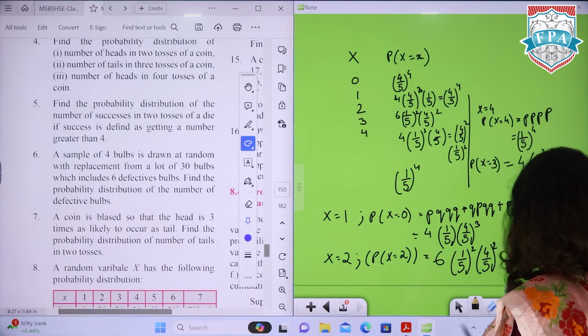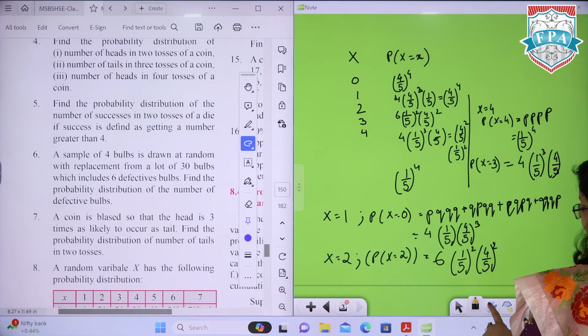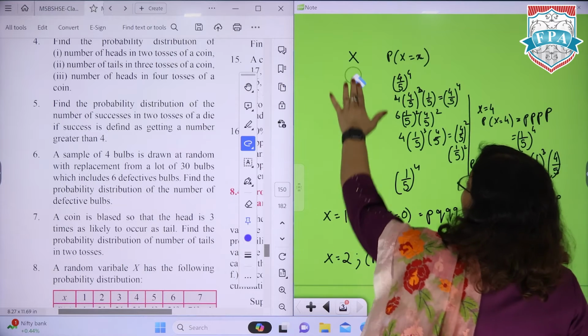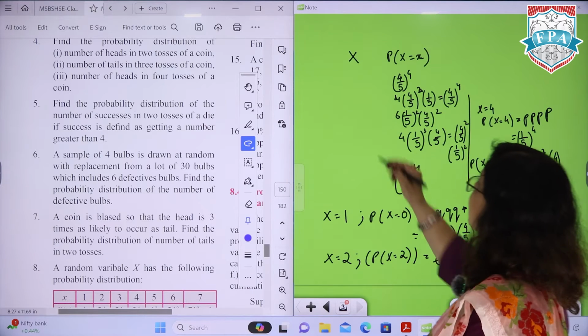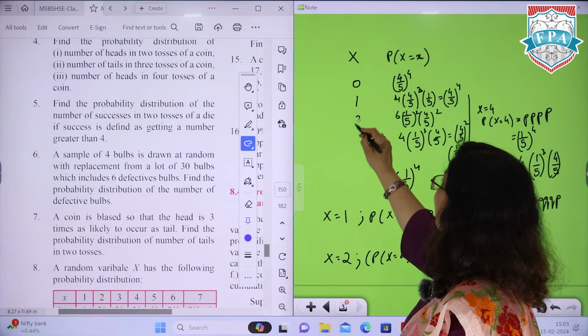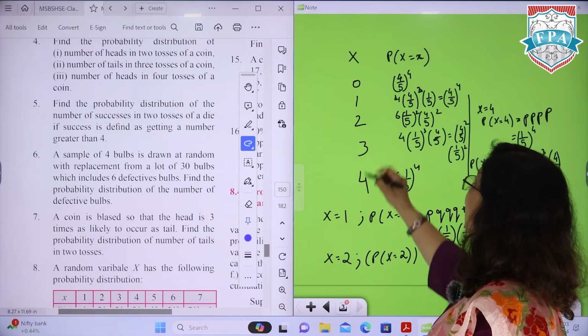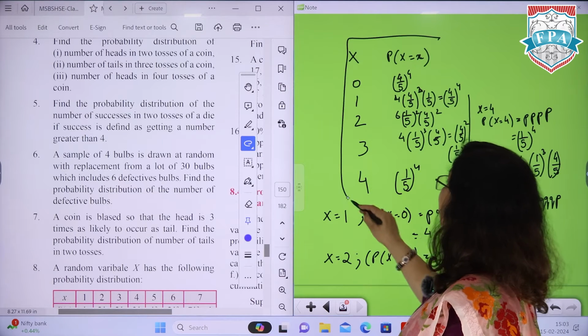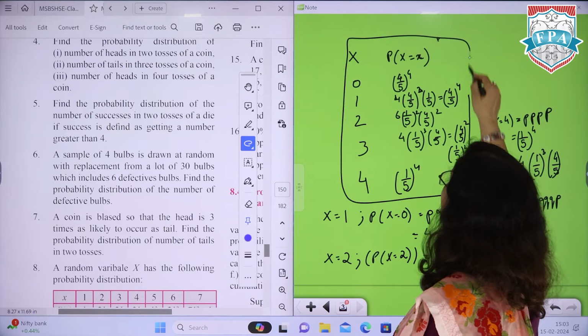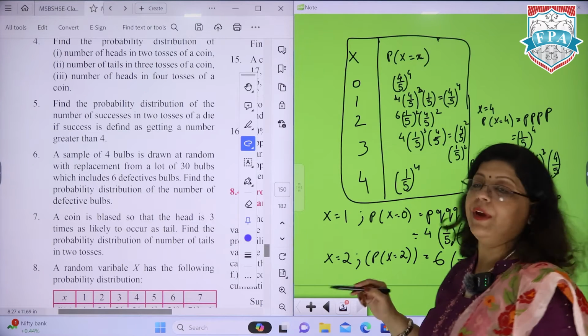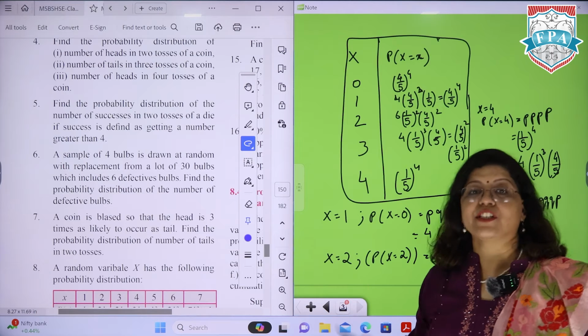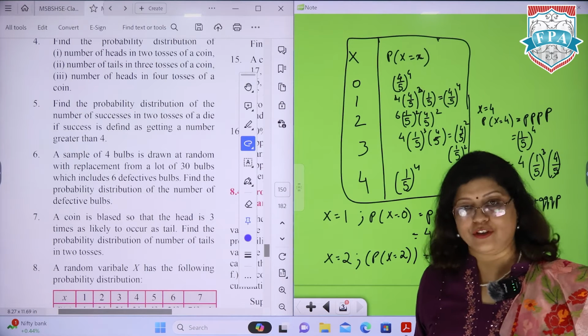So you can write the simplified values on the left hand side also, with sufficient gap. So this is for 0, for 1, for 2, for 3 and for 4. Put it into the tabular form to get your answers. So this is how we make the probability distribution for a given question.